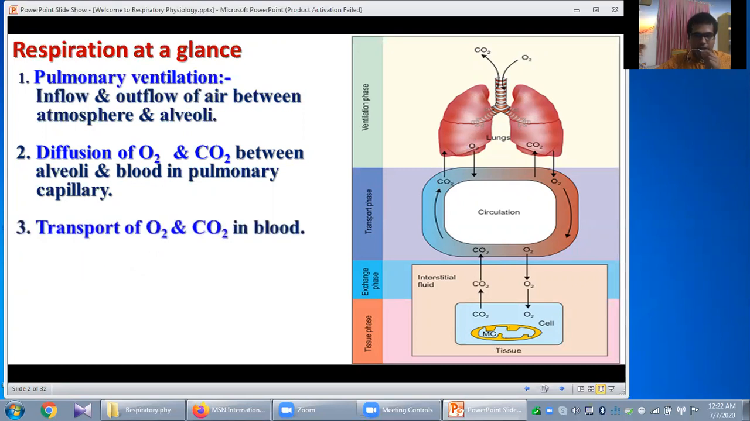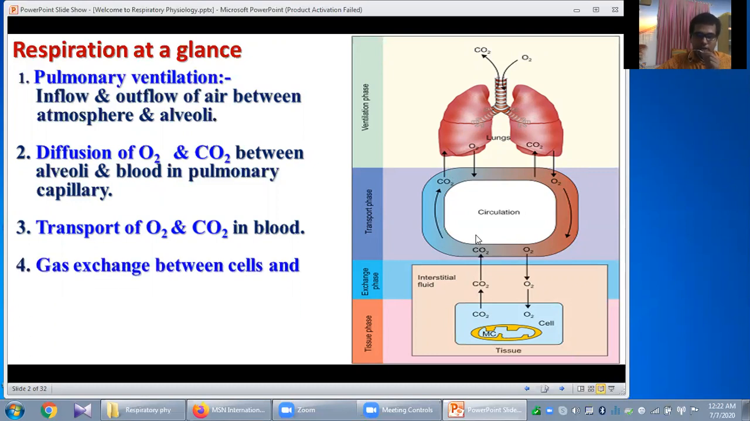Then the next step is the transport of these gases through the blood in various chemical forms. That is, oxygen is transported from the lung to the tissues, and carbon dioxide is transported from the tissues to the lung in various chemical forms.